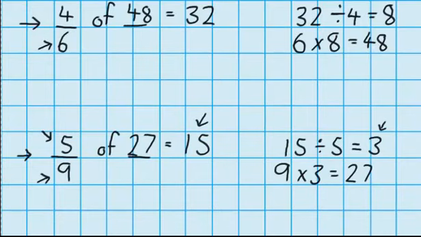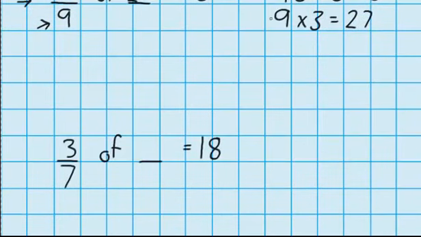Let's try one more question. This time, let's imagine a library has replaced 18 books, which is 3/7 of all the books that it needs to replace. So you can see I've recorded that question like this. So my denominator tells me I need to imagine 7 big piles of books, and my numerator tells me that I've replaced 3 of those piles. And by replacing 3 of those piles, I've replaced 18 books.